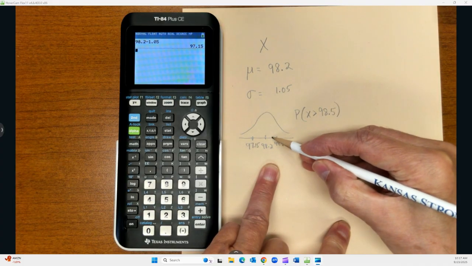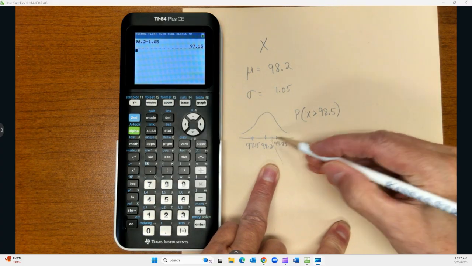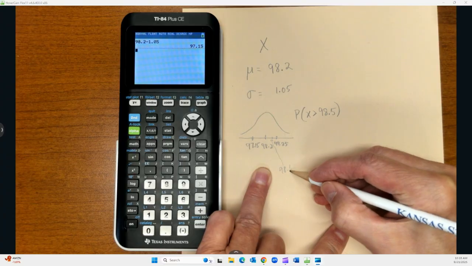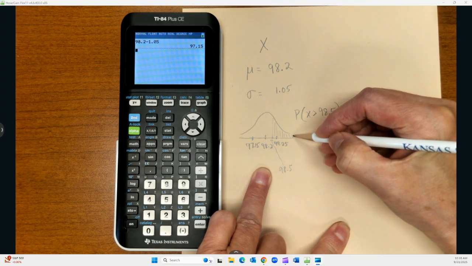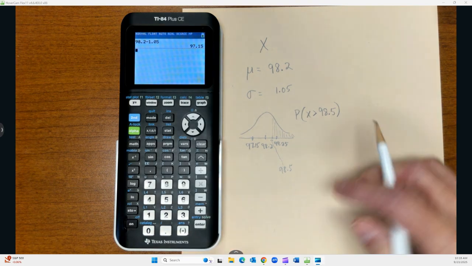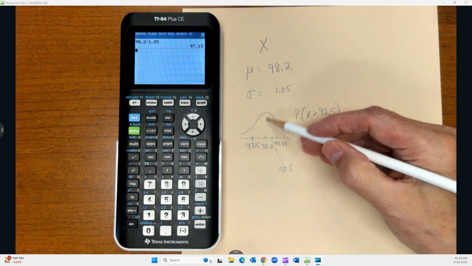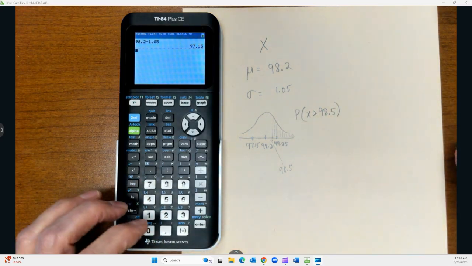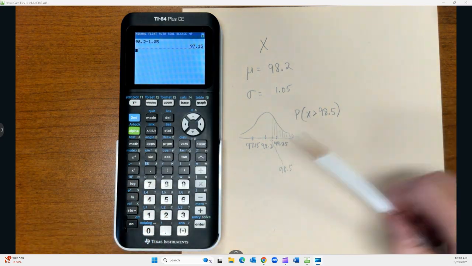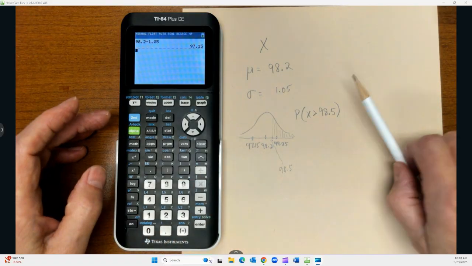Okay, 98.5 is somewhere around here. So we're looking for this region. We know it's going to be smaller than 50%, or 0.5, because that would be right at the mean. So let's go ahead and type this into the calculator.